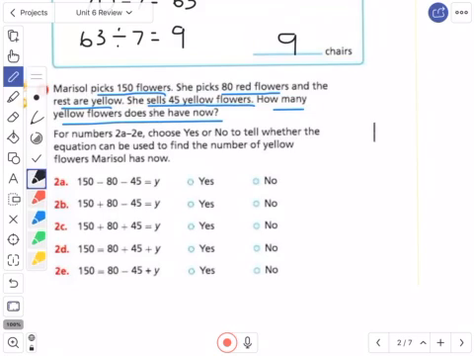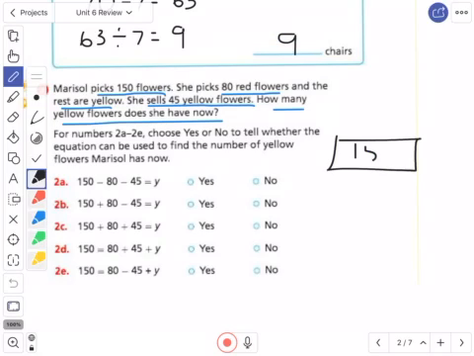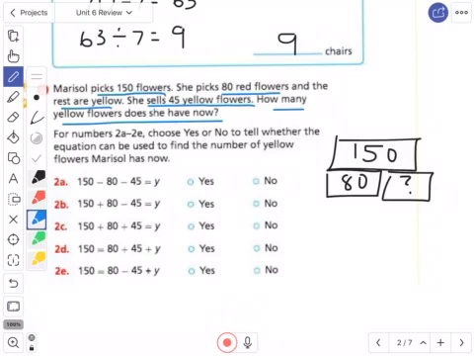Number 2, like I said, you should solve the problem first so you can make sense of it all. We know that 150 is her total, and then she has some parts. I'm actually going to use a comparison bar here. So 150 is the total. She has 80 that are red. The rest are yellow. And she sells 45 yellow. I first need to figure out how many are actually yellow. So I'm going to do 150 minus 80. In my head, I know that's 70 left over.